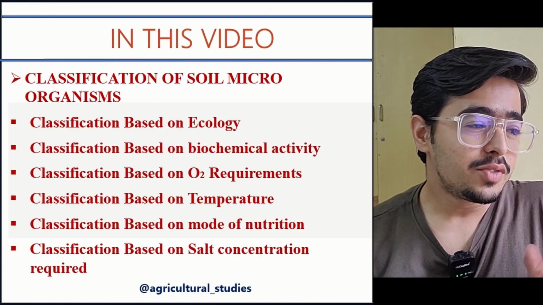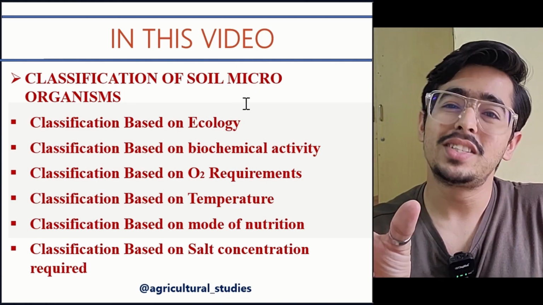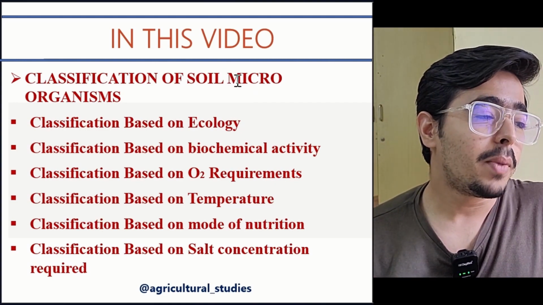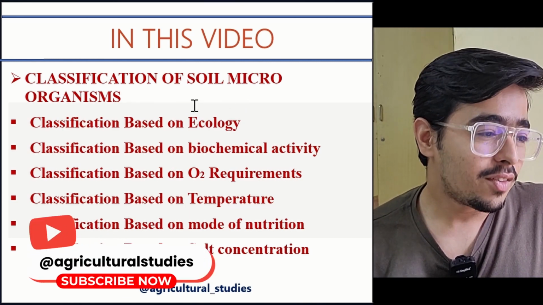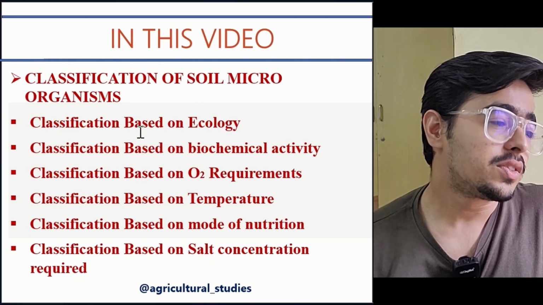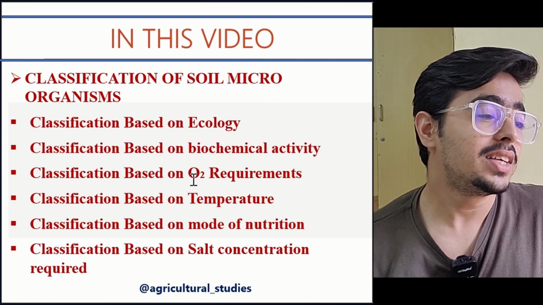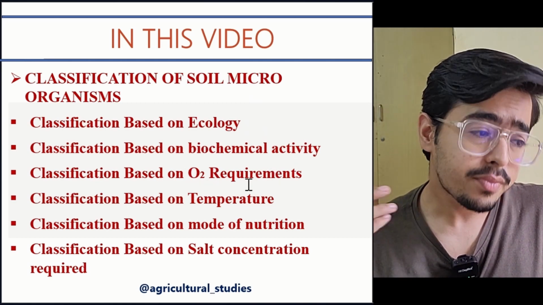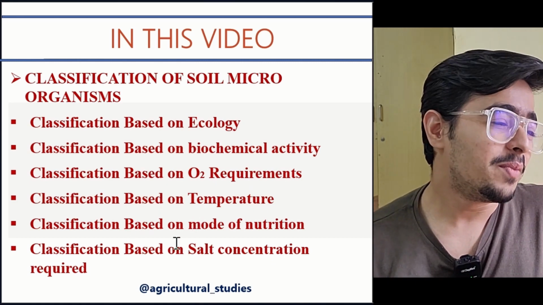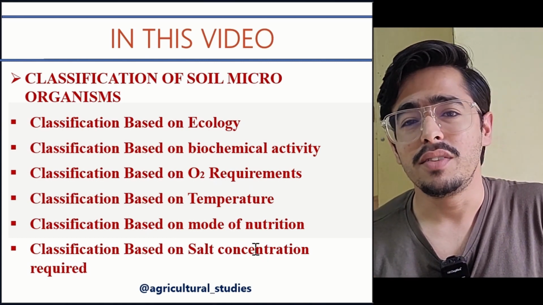We will be studying the classification of soil microorganisms. Firstly, we will study the classification of soil organisms, and then we will focus on the classification of soil microorganisms. There are various kinds of classifications that are important to study. The very first one is classification based on ecology, then on biochemical activities, oxygen requirement, temperature requirement, mode of nutrition, and salt concentration. These are classifications that can be asked in various examinations.